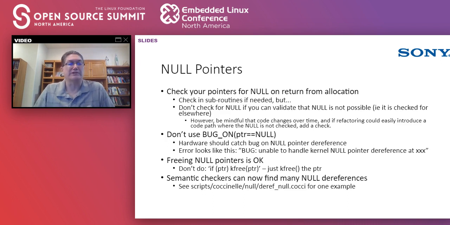So let's start with null pointers. When you're writing code for the Linux kernel, you should check your pointers for null on return from allocation. Hopefully that's a first-level computer science or programming idiom. But there are some nuances in the kernel that are a little bit different. First, you should check in the subroutines immediately after allocation, but you don't need to check for null if you can validate that null is not possible on the code path. So if you're calling a routine that itself is allocating the pointer and doing a null check, you don't need to check that null because we don't want extraneous checks all over the place.